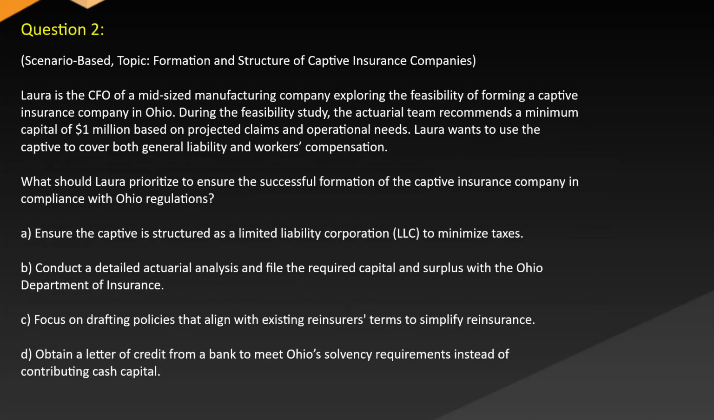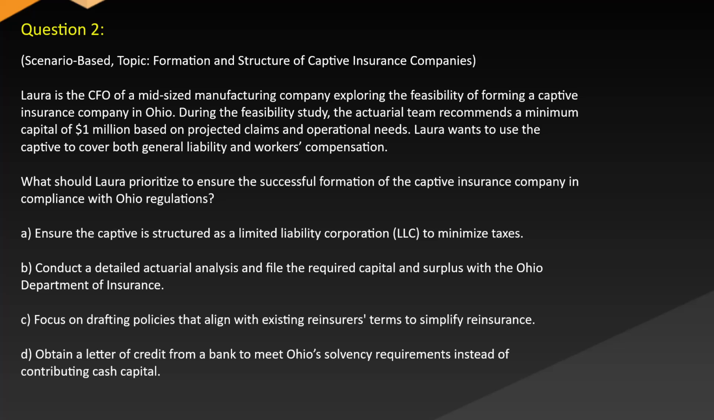Question 2. Scenario-based. Topic: Formation and structure of captive insurance companies. Laura is the CFO of a mid-sized manufacturing company exploring the feasibility of forming a captive insurance company in Ohio. During the feasibility study, the actuarial team recommends a minimum capital of $1 million based on projected claims and operational needs. Laura wants to use the captive to cover both general liability and workers' compensation.